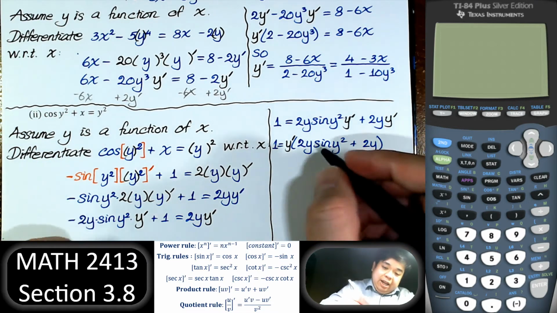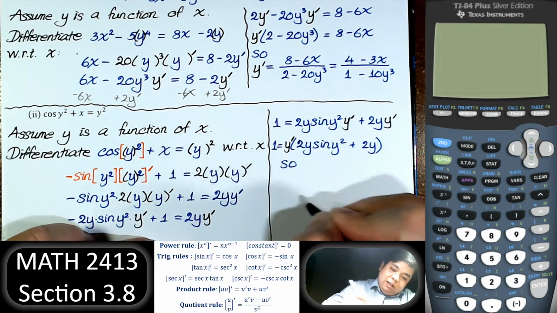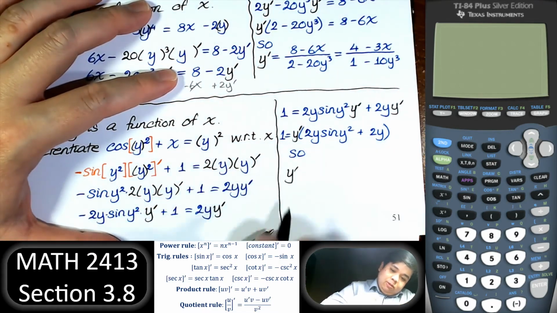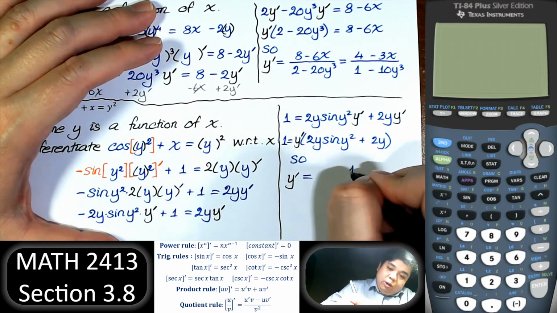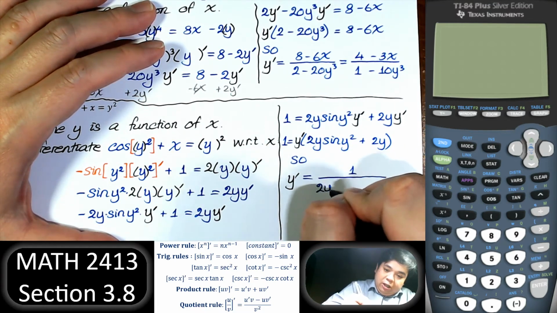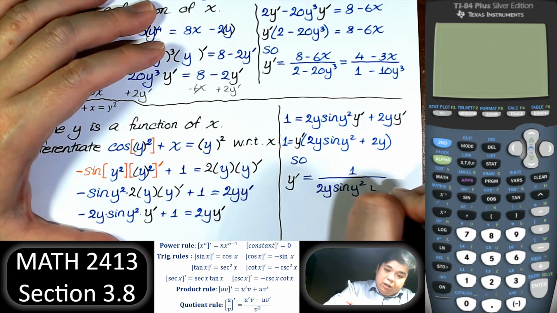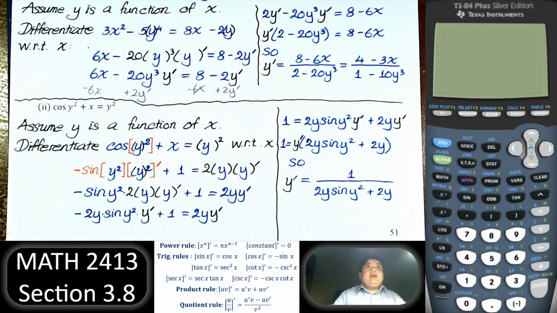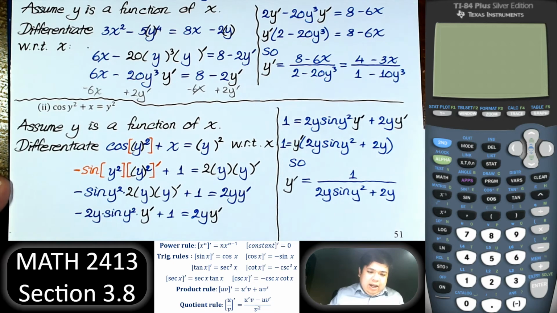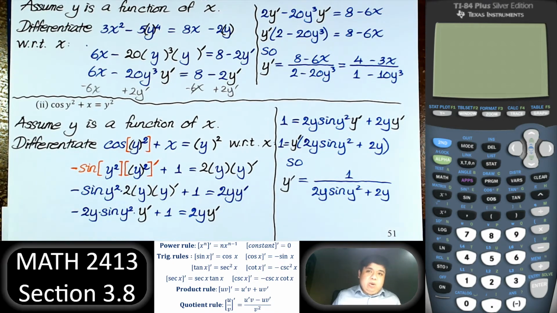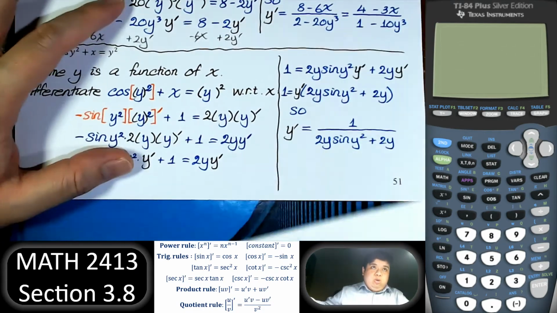And then divide this on the other side. So y prime equal to 1 divided by 2y sine y squared plus 2y. So that's what we have on that one. Now what happens if we have to use the second derivative? So let's go to the next example.